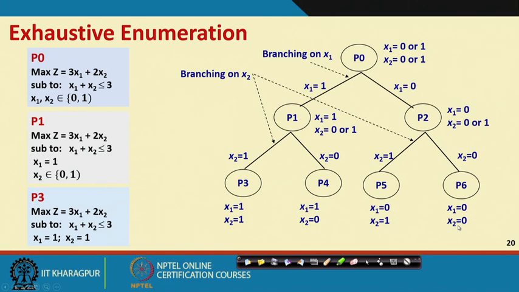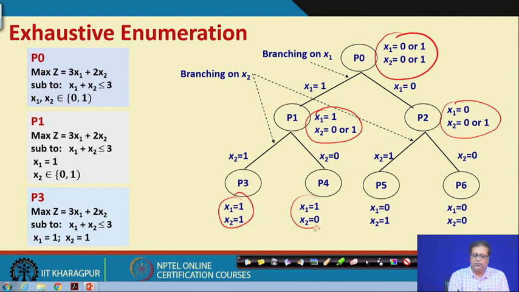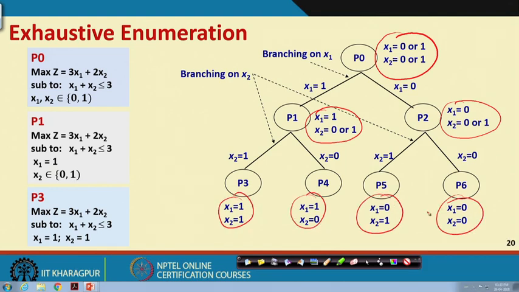That is what we put in this manner. At the P0 level, that is the initial level, x1 equal to 0 or 1, x2 equal to 0 or 1. Then we branch, x1 could be 0 and x1 could be 1. That will give us a problem which is called P1. Here x1 equal to 1 and x2 is 0 or 1, there x1 equal to 0 and x2 could be 0 or 1. Then P1 is again divided, x2 equal to 0 and x2 equal to 1, and then we get P3 and P4, P5 and P6.